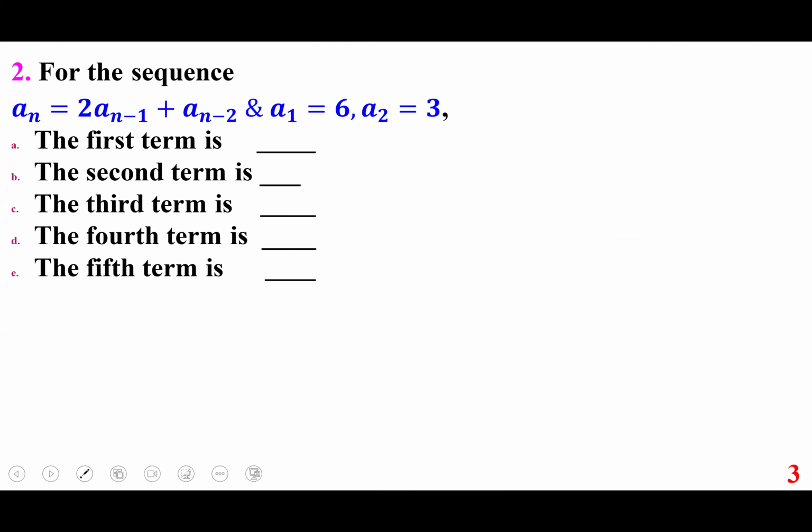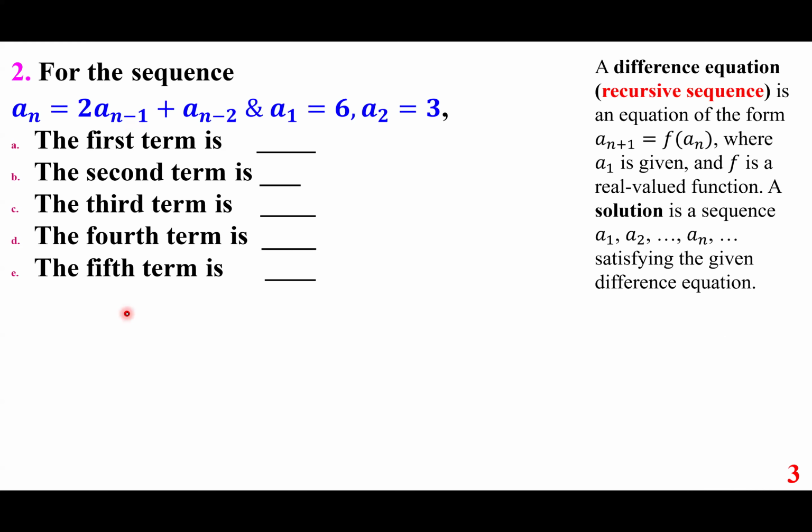Now, for the sequence, a sub n equals 2 a sub n minus 1 plus a sub n minus 2, where a sub 1 is equal to 6 and a sub 2 equals 3. You want to find the first 5 terms. And again, let me remind you, a difference equation, also known as recursive sequence, is an equation of the form a sub n plus 1 is f of a sub n, where a sub 1 is given and f is a real valued function. A solution is a sequence, a sub 1, a sub 2, all the way to a sub n, satisfying the given difference equations.